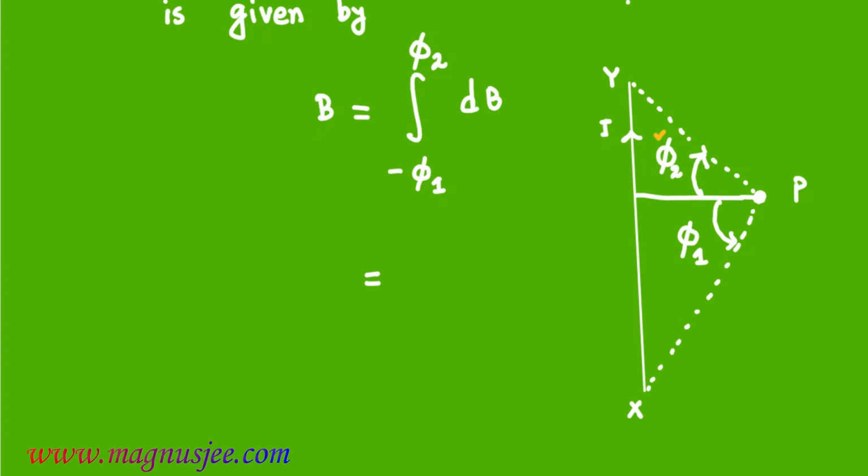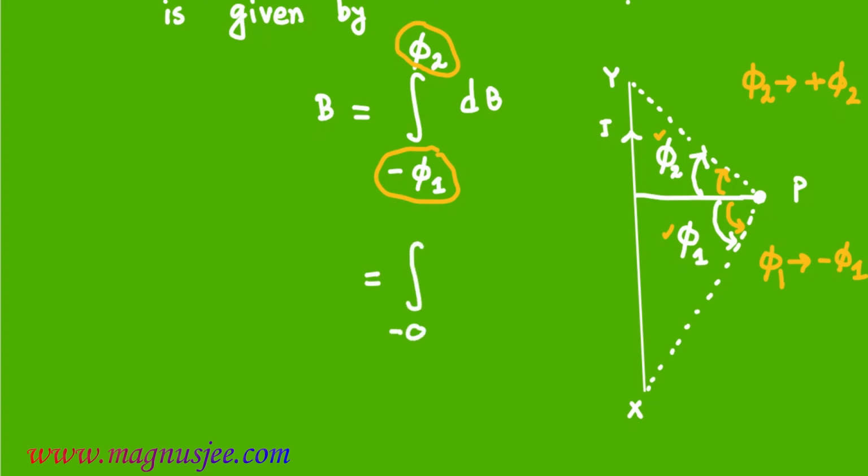Now the angle phi 2 is measured in the clockwise direction, that's why this angle phi 2, the upper limit, is taken as positive. But phi 1 is measured in the anti-clockwise direction, that's why phi 1, the lower limit, is taken as negative. So phi 2 is taken as plus phi 2, but phi 1 is measured in the opposite direction, that's why phi 1 is minus phi 1. So in the integration, the lower limit is minus phi 1, but the upper limit is only plus phi 2.